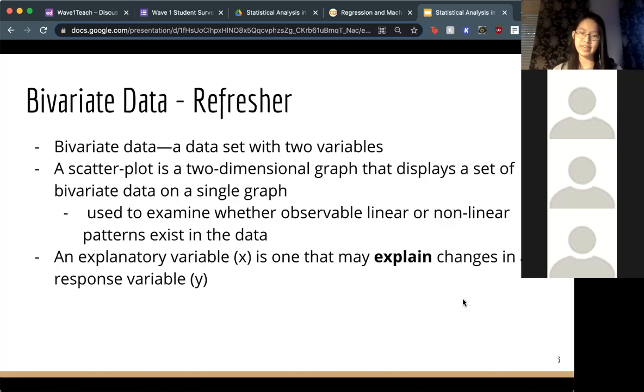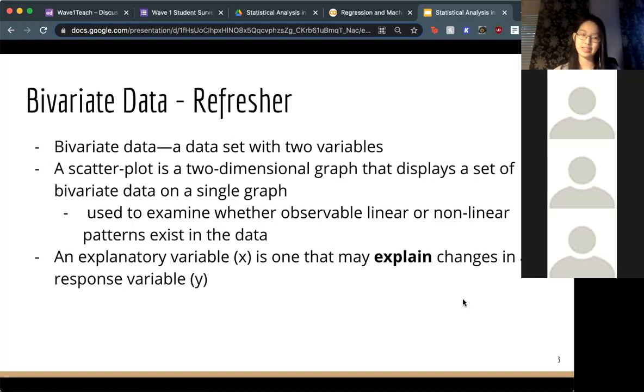It can be used to examine whether this data has any pattern to it. Does it have a linear pattern, or is it non-linear? I'll show you what that graph looks like in a second. It lets you get a better understanding of whether this data looks interesting.